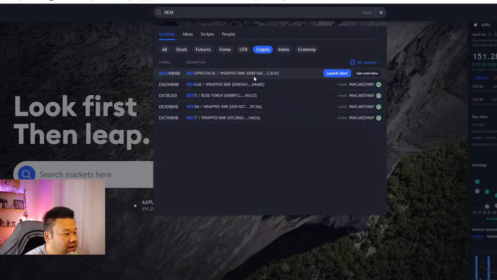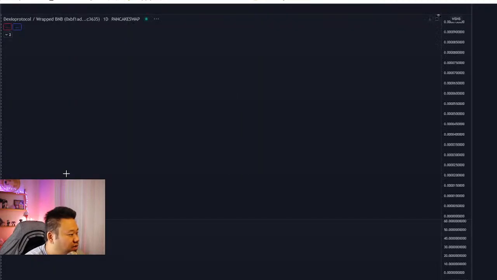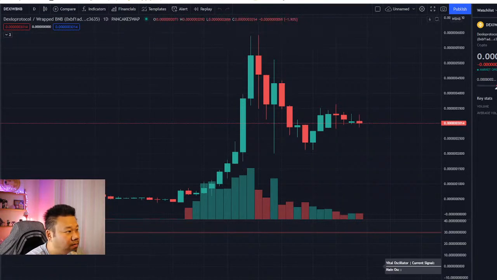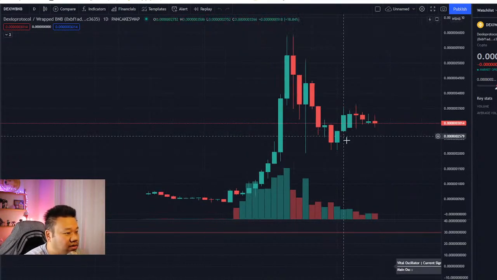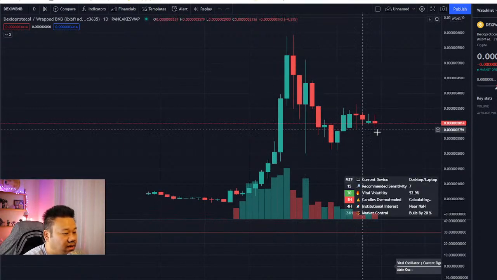DEXI wrapped BNB, it's okay. PancakeSwap. All right, let's see what this is right here. Oh, let me do this afterwards. It looks pretty good so far. The chart is kind of just leveling out and playing out.